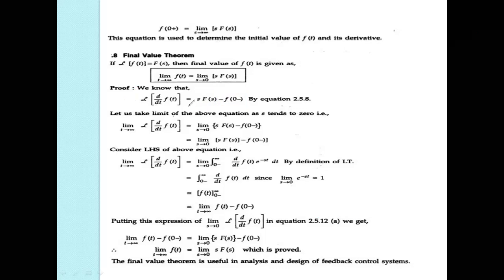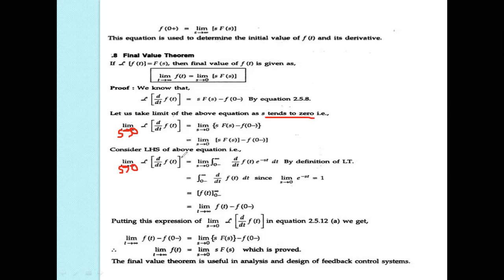Now, taking the same equation, the Laplace transformation of d by dt of f of t is equal to s into f of s minus f of 0 minus. Now take the limit s tends to 0 on both sides of this equation. So limit s tends to 0 of the Laplace transformation of d by dt f of t is equal to limit s tends to 0 of s into f of s minus f of 0 minus. In the second term there is no s term.